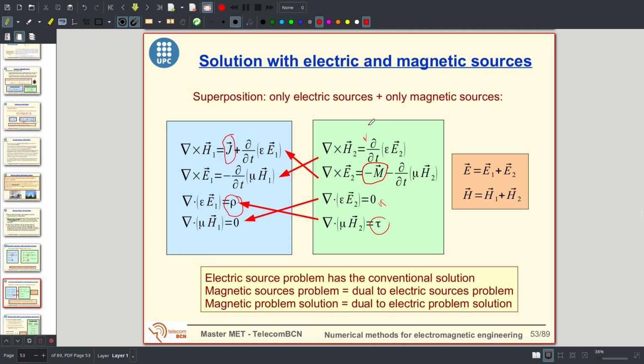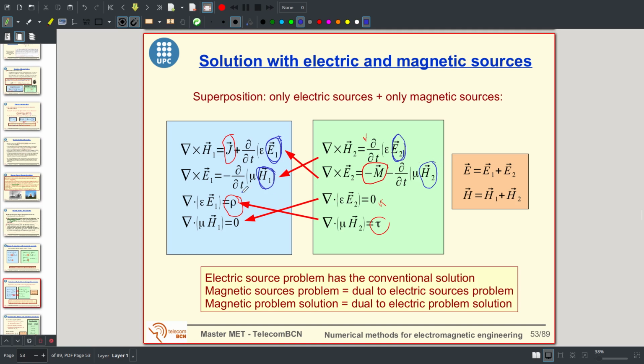The solution to the electric problem is given by electric field 1 and magnetic field 1. The solution of the magnetic problem is electric field 2 and magnetic field 2. Let's repeat. The solution of the electric problem is electric field 1 and magnetic field 1. The solution of the magnetic problem is electric field 2 and magnetic field 2.